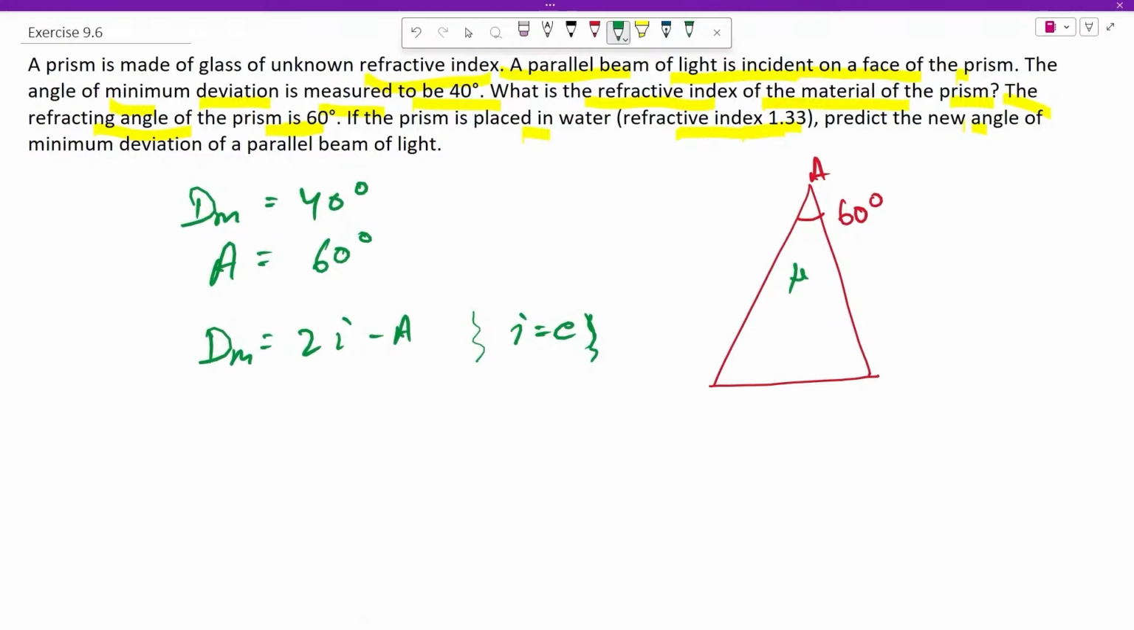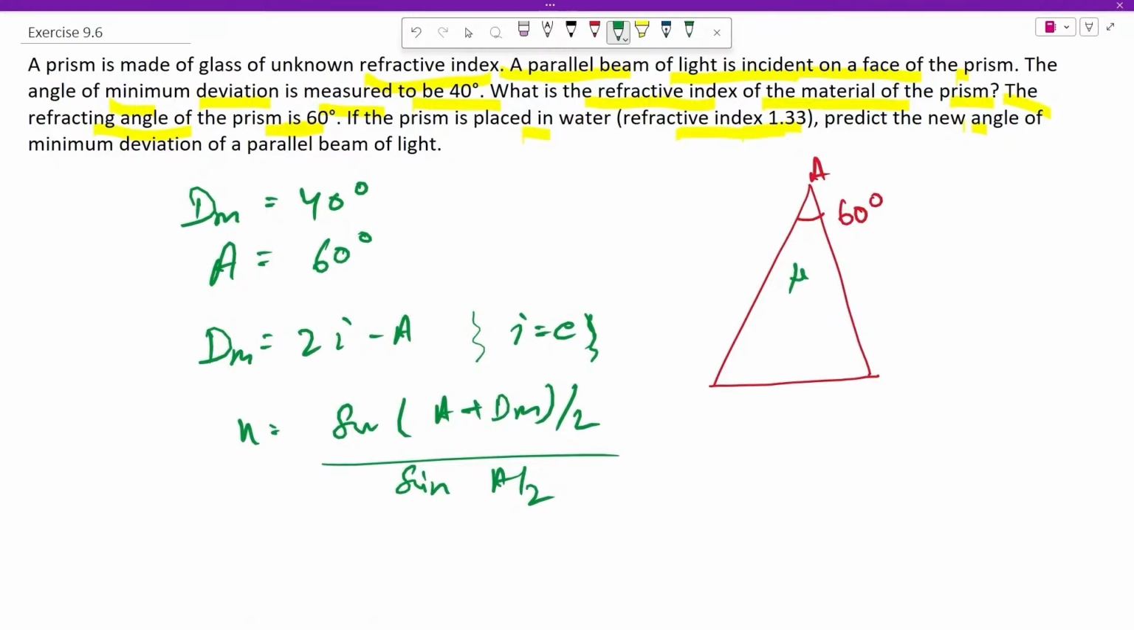We know that the refractive index of the prism is given by sine of (A plus dm) by 2 divided by sine of A by 2. Now here we have been given the values of A and dm both. So we can simply put it as sine of (A plus dm) by 2, that is 100 by 2, that is 50 degrees, and A by 2 is 30 degrees, so it will be divided by sine of 30. Now this will give us a refractive index of 1.53. So we have successfully found the refractive index of the prism.